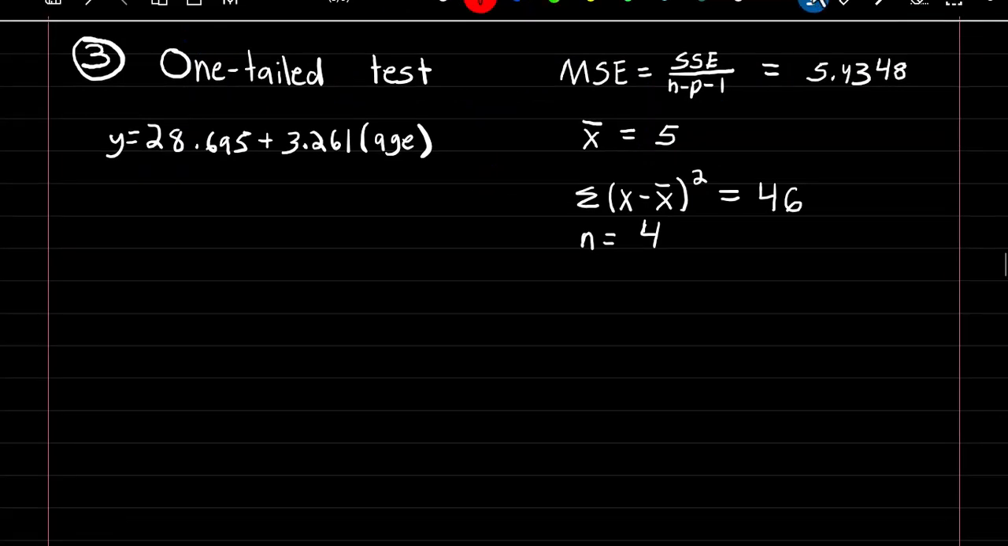Now moving on from two-tailed tests, we can do a one-tailed test. So say we're trying to prove that our true population parameter is greater than 3. So our null hypothesis would be our beta 1 value is less than 3. And our alternative hypothesis, or what we're trying to prove, is that our beta 1 value is greater than or equal to 3. So this is going to be a right-tailed test.